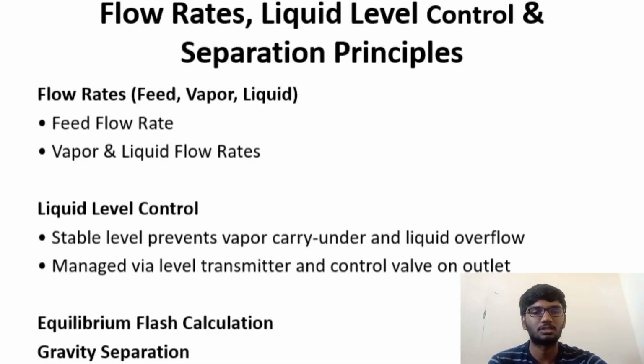This is controlled using a level transmitter and a control valve on the liquid outlet. At the heart of the process is the equilibrium flash, where the feed splits into vapor and liquid in thermodynamic equilibrium. This relies on K values and is often simulated using Aspen HYSYS. Finally, gravity separation allows denser liquid droplets to settle and vapor bubbles to rise, provided there is enough residence time for proper disengagement.